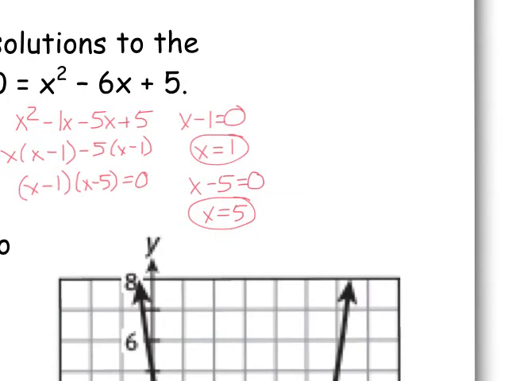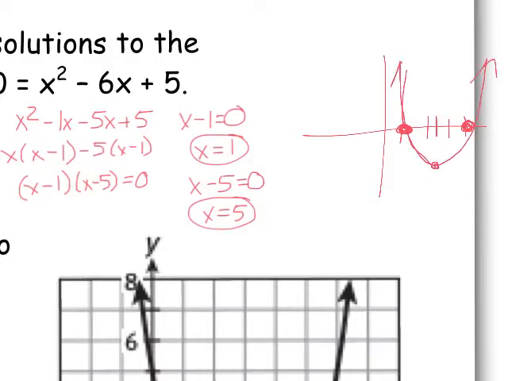So if I wanted to make a quick graph, x equals 1, there's 1, 0, 2, 3, 4, 5, there's my other 0. Find my vertex somewhere here in the middle. And there's my parabola, my quick sketch of my parabola. Okay? So right now we are just able to find these points right here. Okay, these 0 points.